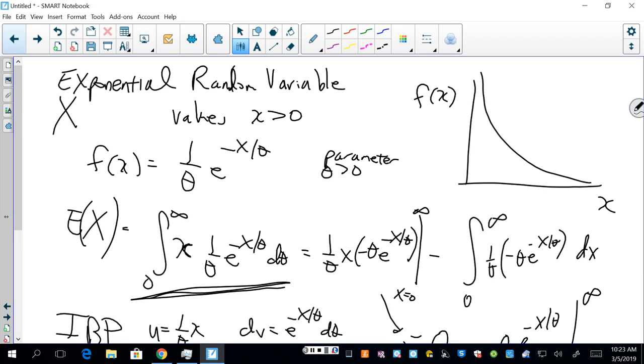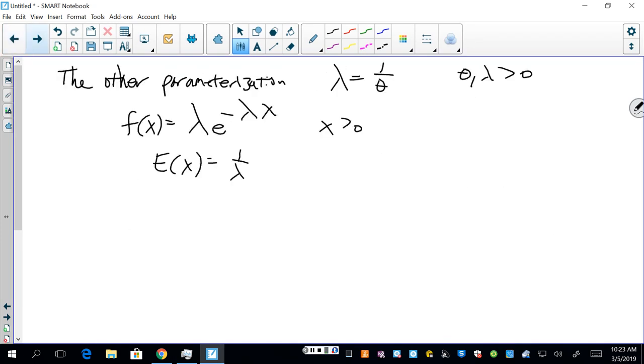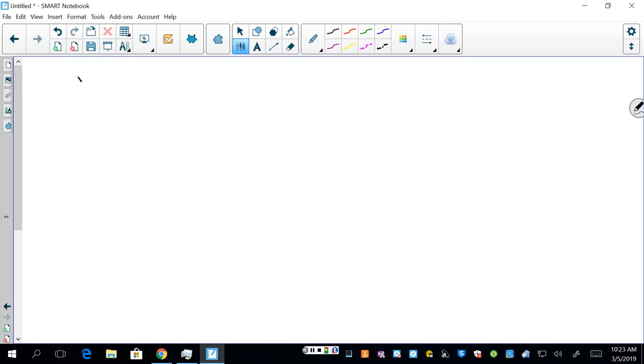Good. So if our book was to give us a rate for an exponential random variable, they would be giving us a theta? I believe so. In reading the problems that are later in that section, they talk about the mean is such and such. Thank you. Yep.